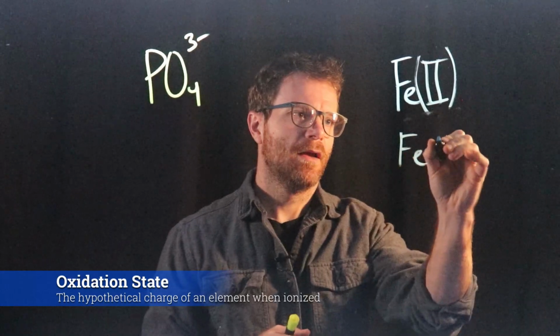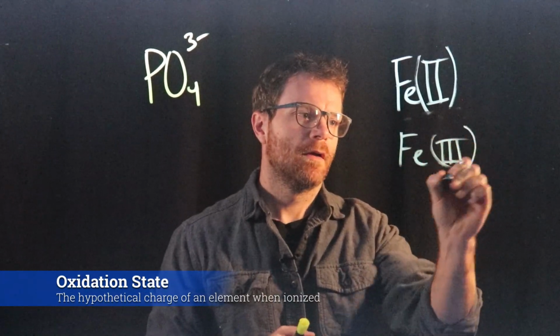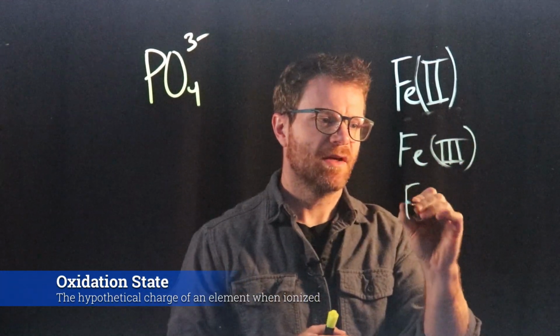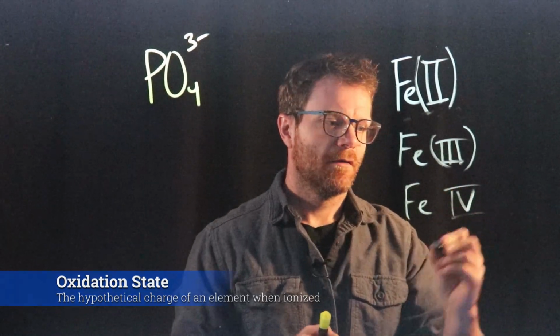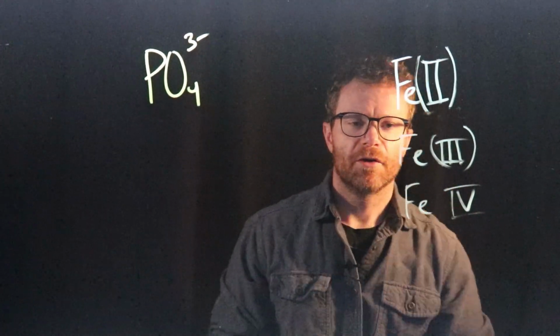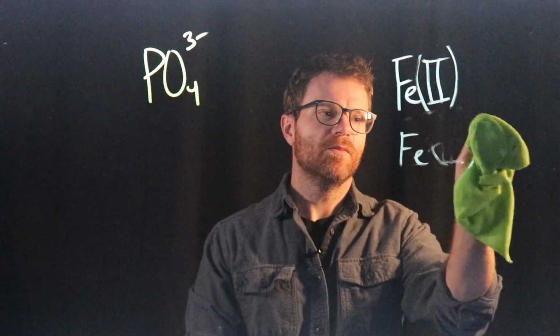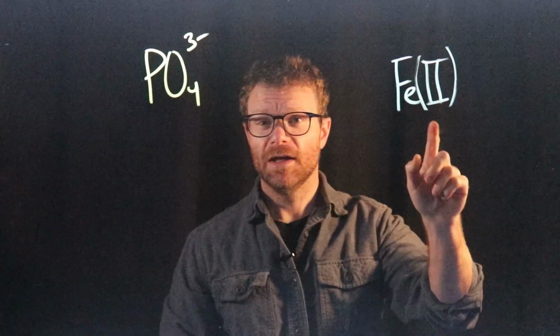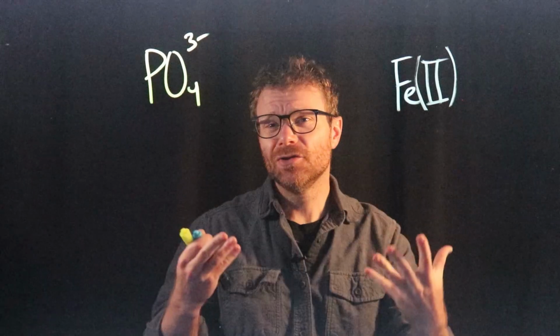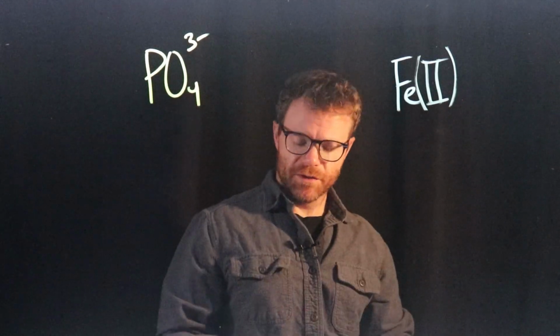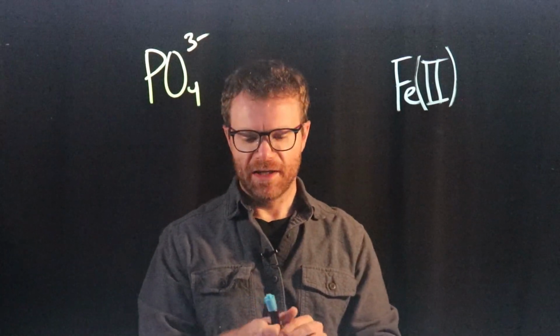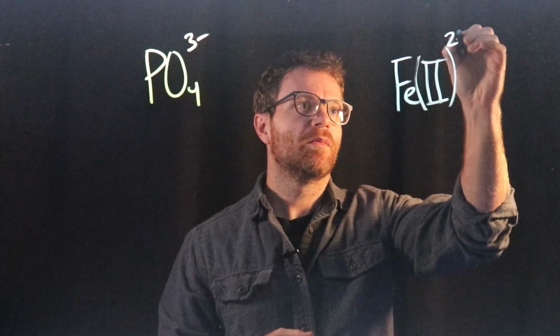Some irons have 3 valence electrons. Some might even have 4. And we're going to ignore those because for this particular problem, we know that we're working with iron 2, the 2's in Roman numerals, and so it has 2 valence electrons, so it's going to lose those 2 valence electrons to become stable and gain a charge of +2.